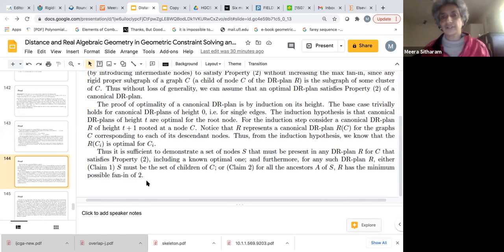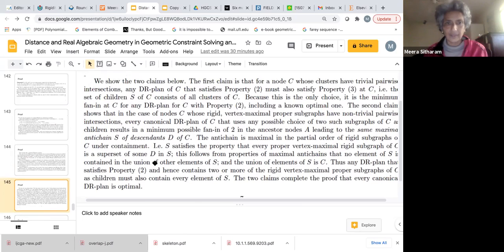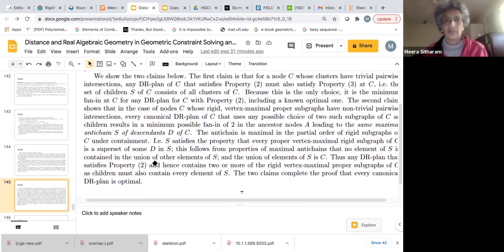So we're trying to show that it's optimal. And we know that we can never get lower than two. So if we can show that it has the minimum possible fan-in of two, then we're done. So these are the two possible cases, right? So S has to be present. We know that any DR plan for C that satisfies property two must have that property. And so either, and then we show one of these two things. So basically, that's the strategy of the proof.